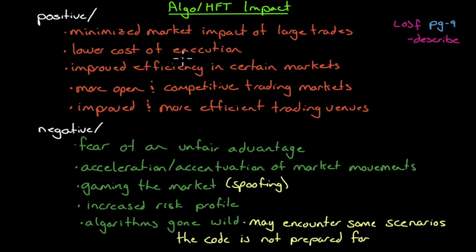Lower cost of execution. Well, potentially lower cost of execution if your algorithm works. Improved efficiency in certain markets, closing ARB opportunities very quickly, yes. More open and competitive trading markets. Well, more competitive trading markets, most definitely. I don't know about more open. We don't know what these algorithms are doing. Improved and more efficient trading venues. Okay, I can go with that. Let me explain myself up here.